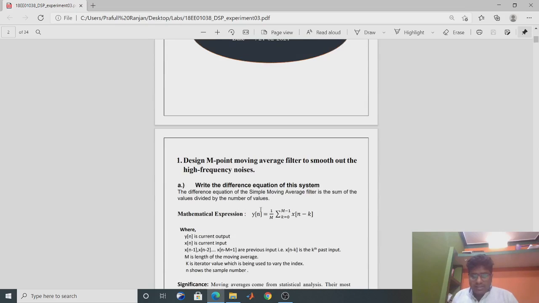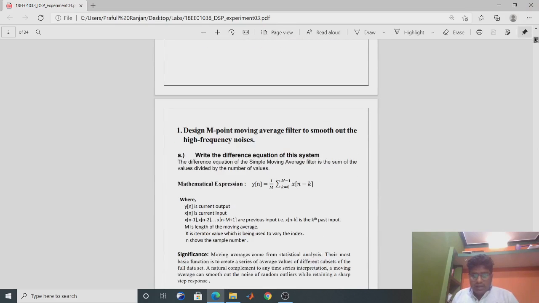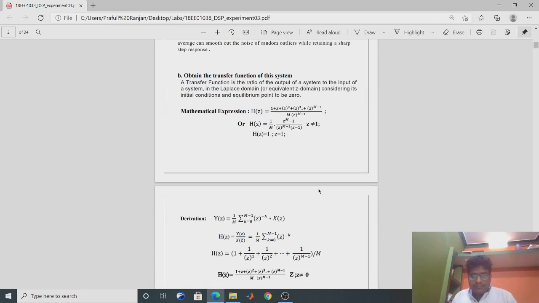So what is its significance? Its basic function is to create a series of average values of different subsets of the full data set. It takes the previous m values, sums them, and after that divides to average it. In that process it reduces the noises.